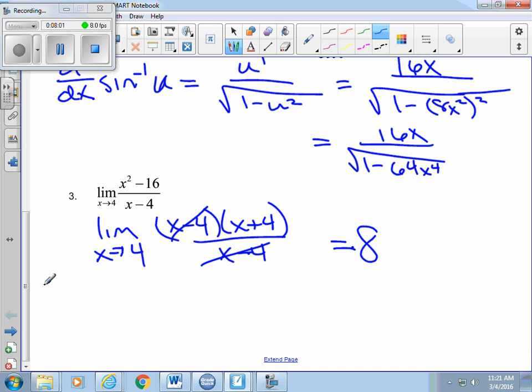Equals 8. Okay. Today we're going to learn a shortcut to limits. That's already pretty short. It is. Let's see that.